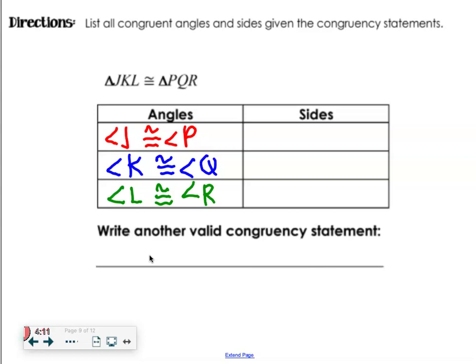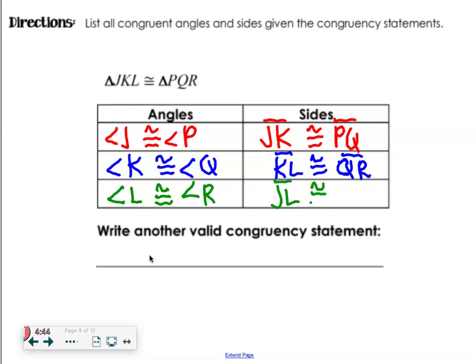So now when we do sides, how many letters do you need to name the side? 2. So if I said side JK, what is it congruent to? PQ. KL. QR. And then what's our last one? LK or JL, however you want to name it. What is it congruent to? PR.